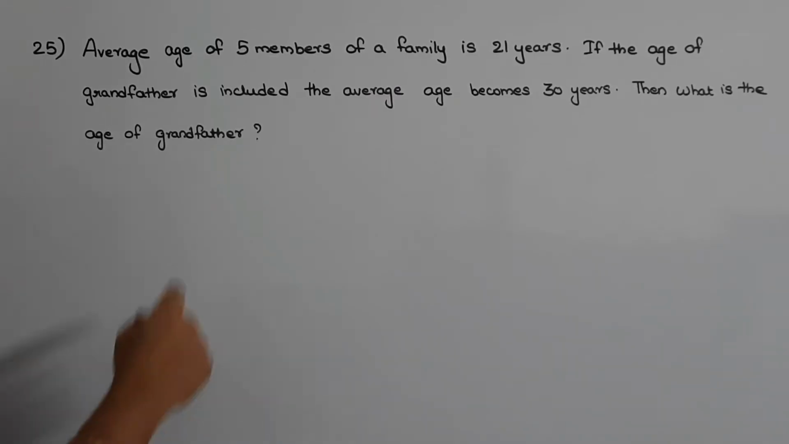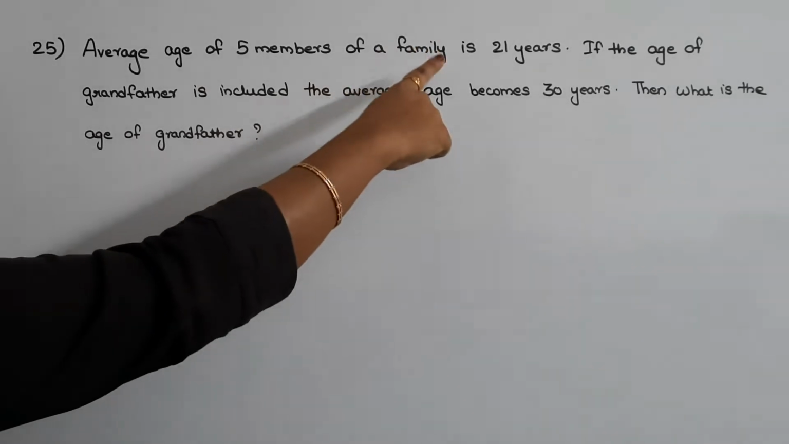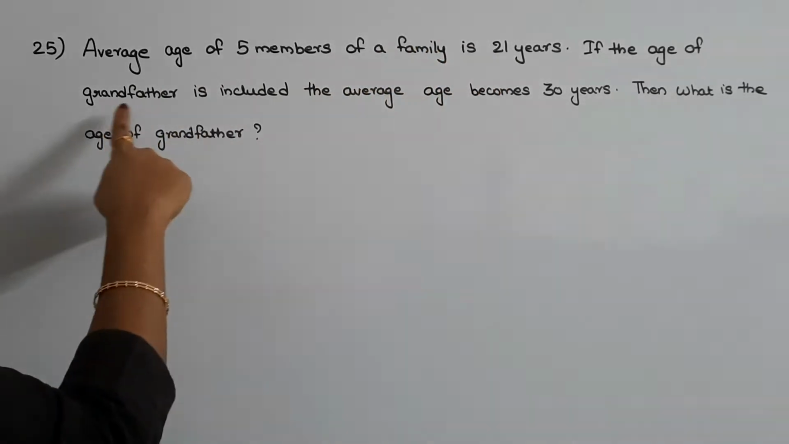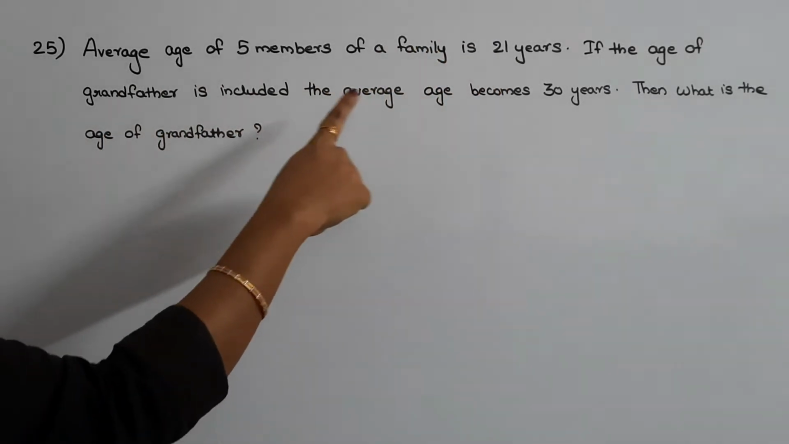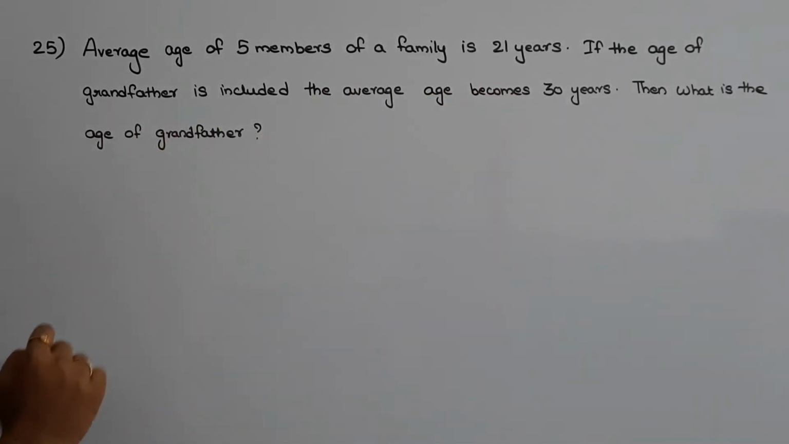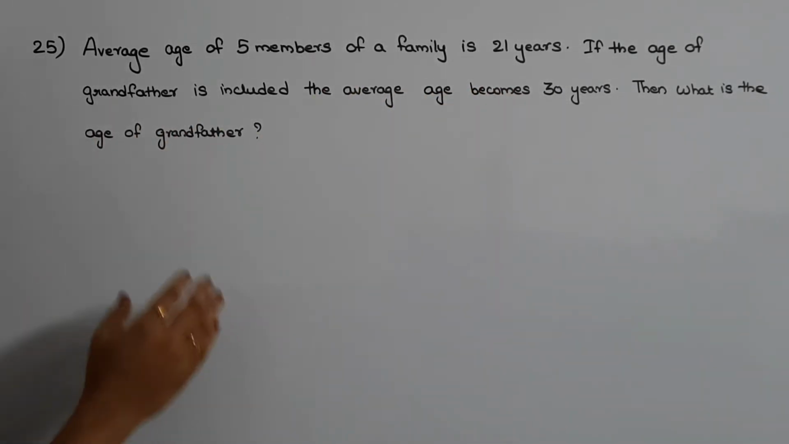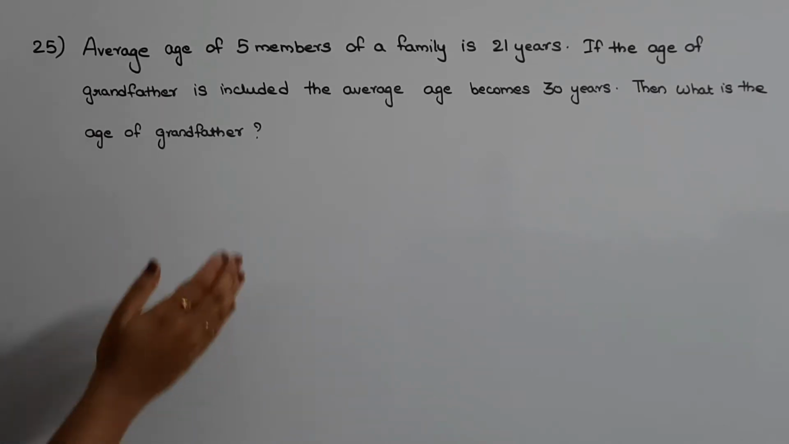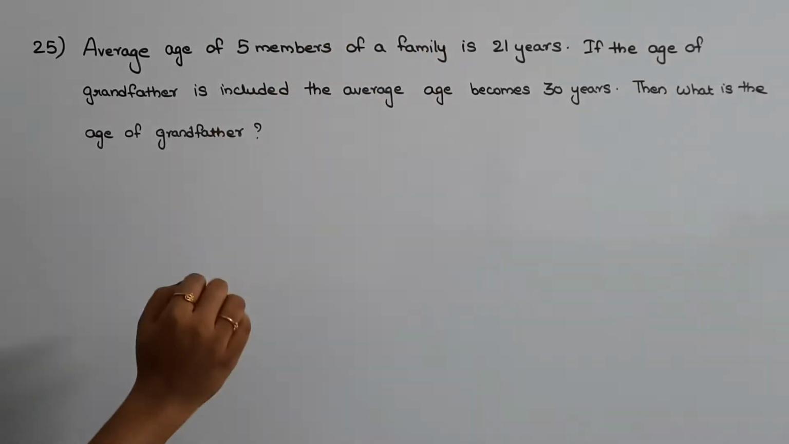The next question is, average age of 5 members of a family is 21 years. If the age of grandfather is included, the average age becomes 30 years. Then what is the age of grandfather? In this question, they are telling that there are 5 members in a family and their average age is given.